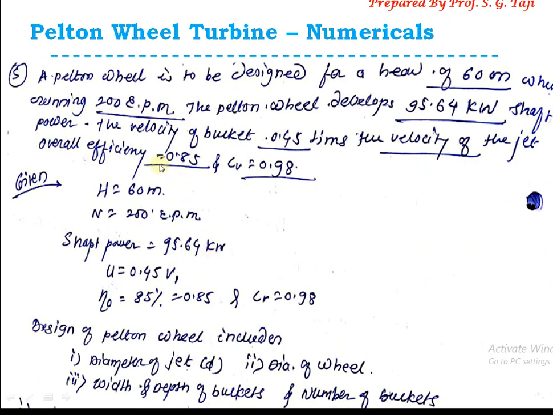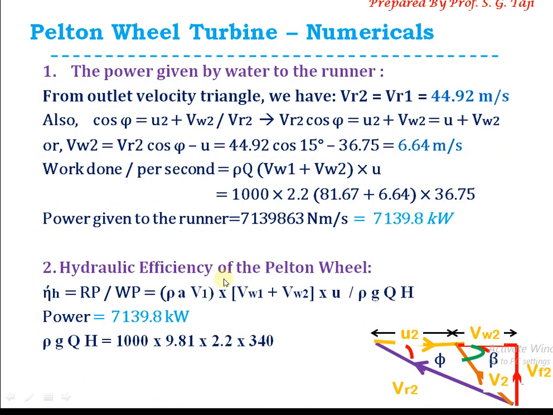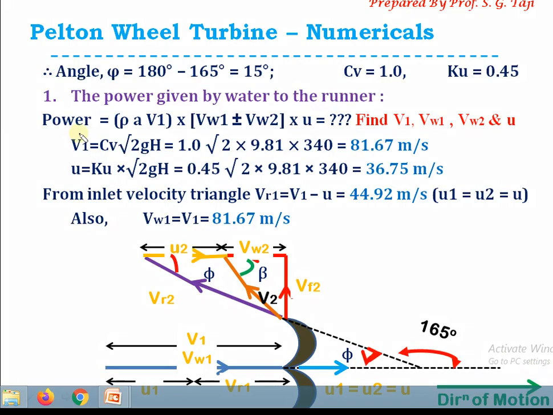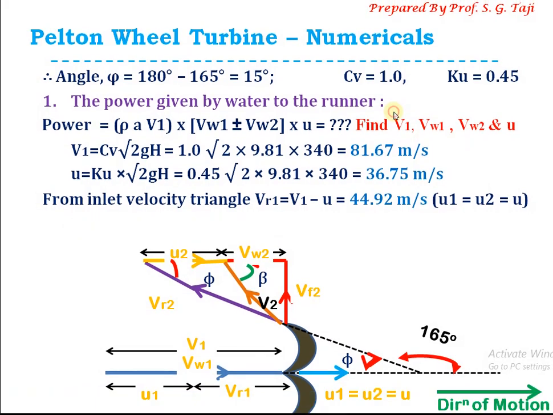Just like, if Cv is given, then first calculate V1. Again, if Ku or any relation related to U is given, calculate this U by using the equation U is equal to Ku multiplied by under root of twice g H. So remember those two formulas, because first and foremost you are going to do this, and thereafter you are going to find the other parameters. Like, if diameter is asked, then use the relationship U is equal to pi dn upon 60, likewise.